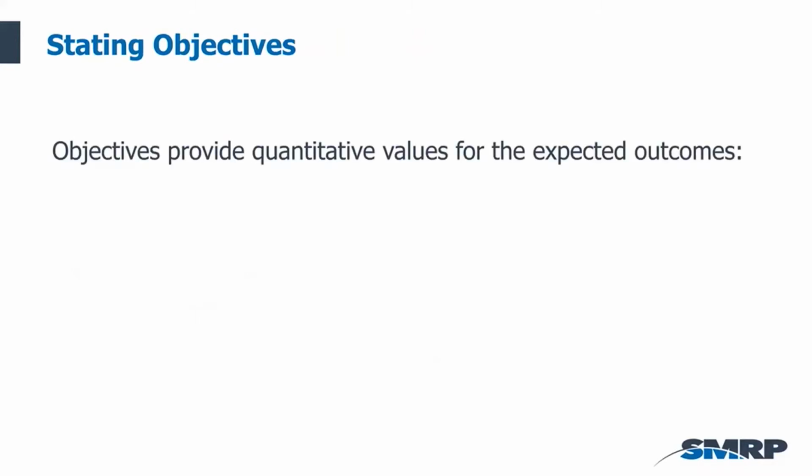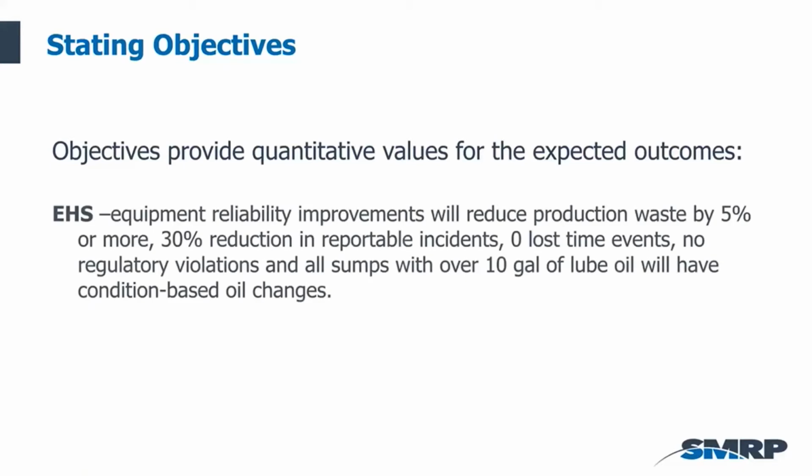So let's talk about stating objectives. Objectives provide quantitative values for the expected outcomes. Remember in our earlier examples about environmental health and safety and finance, tying these to the vision statement: equipment reliability improvements will reduce production waste by 5% or more, 30% reduction in reportable incidents, 0 lost time events, no regulatory violations, and all sumps with over 10 gallons of lube oil will have condition-based oil changes.